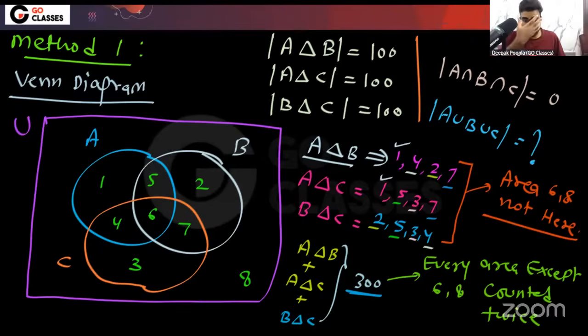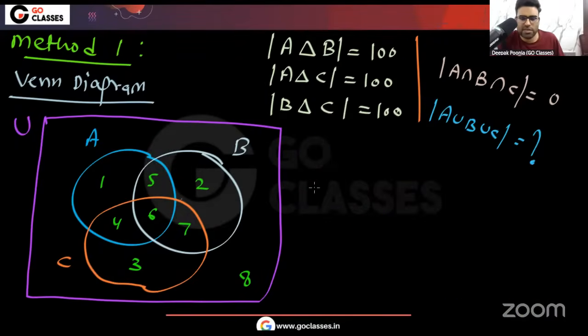So that's it. Now, if I ask you, can you find the cardinality of union, means A union B union C? Here basically what is the area? What is the area of A union B union C? So, what are the areas in A union B union C?